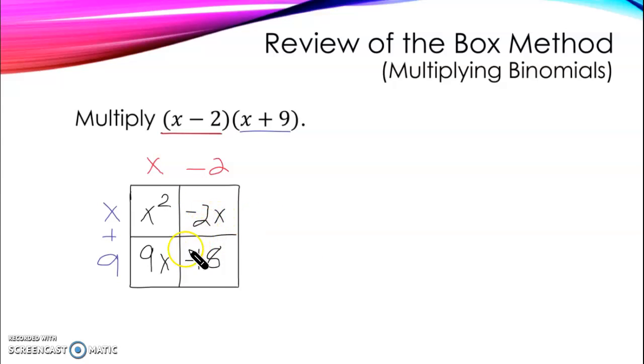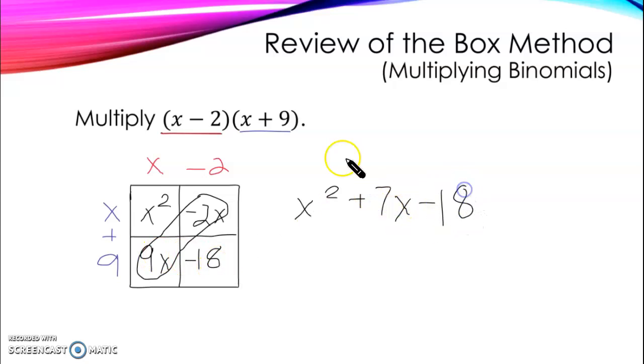And when we add all of those together, we get x squared. I'll go ahead and combine my like terms here. 9x minus 2x is 7x minus 18. So what we're going to do with factoring is actually do this entire process backwards.